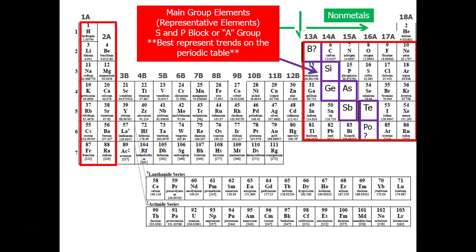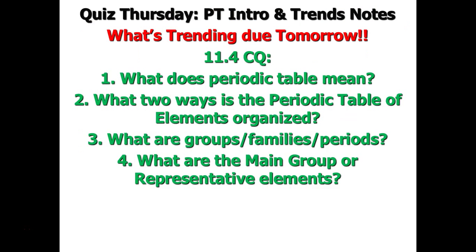So these ones are the main group. They're the ones that we talk about the most often. They're the ones where the patterns are most consistent. And so when we talk about the main group elements, the A group elements, these are the main ones. So know where the main group is on the periodic table. It's likely that something like that might come up on your exam.